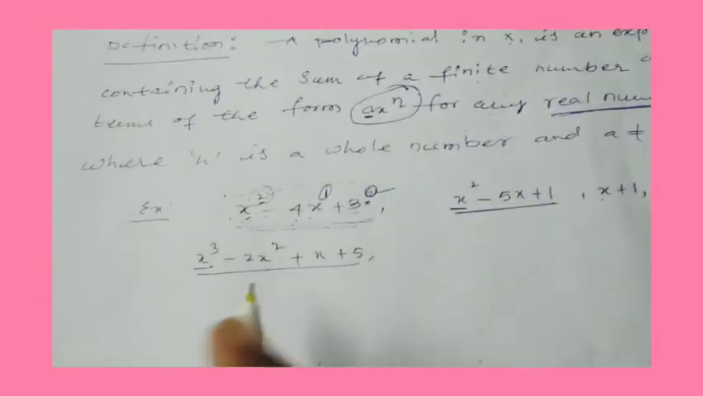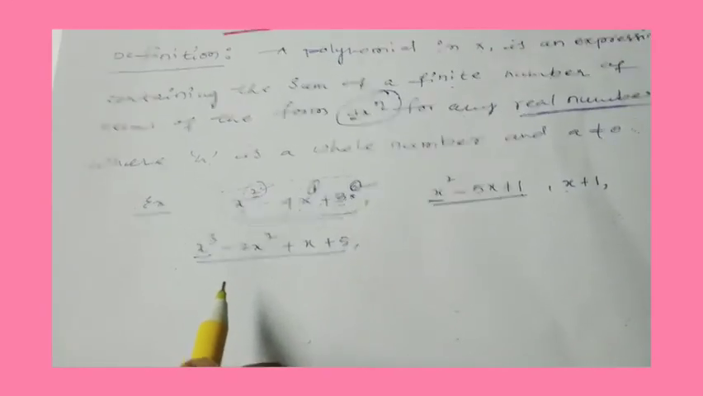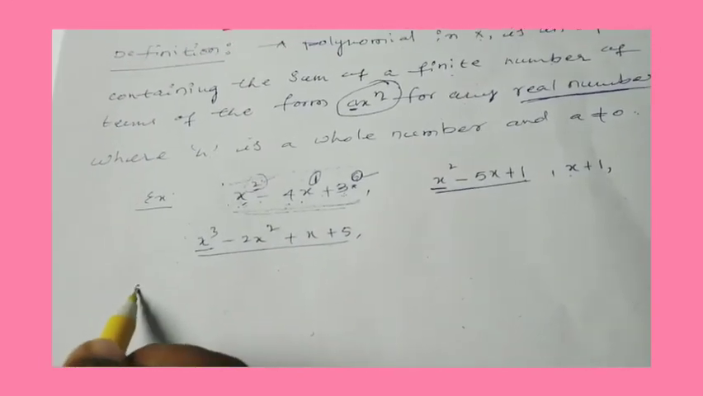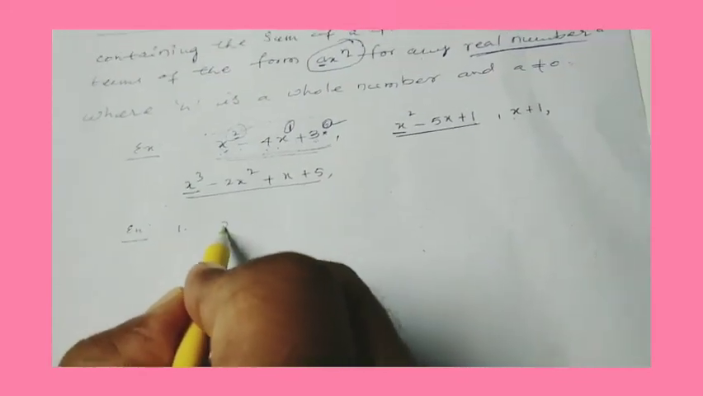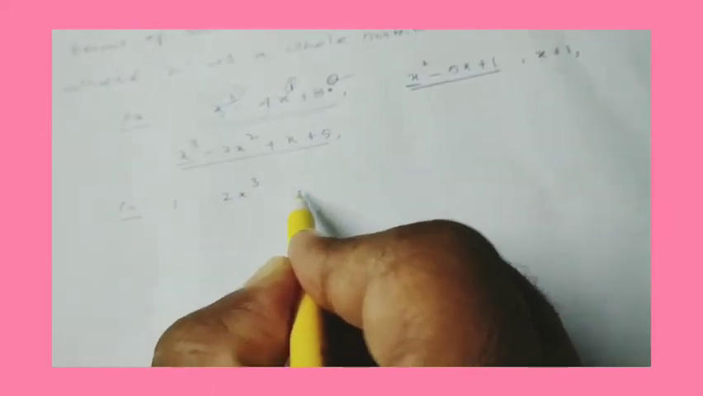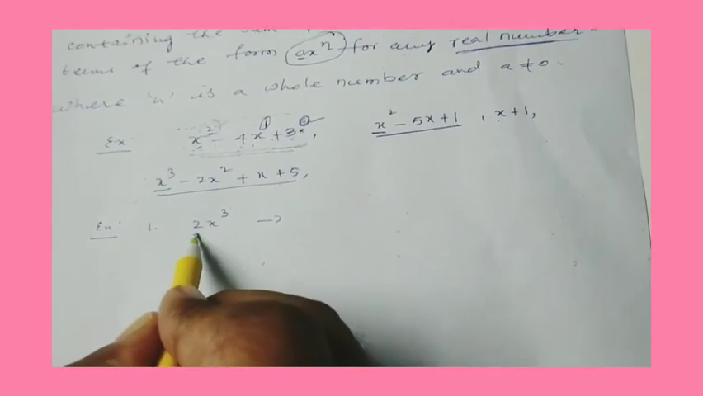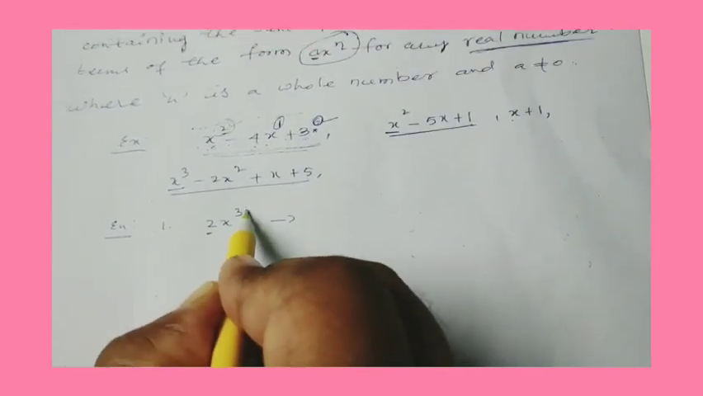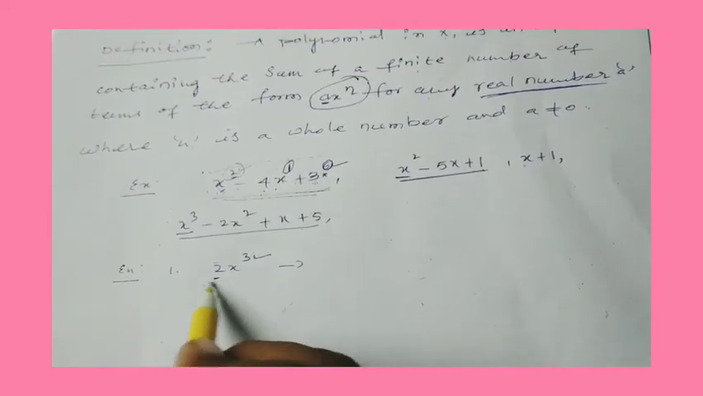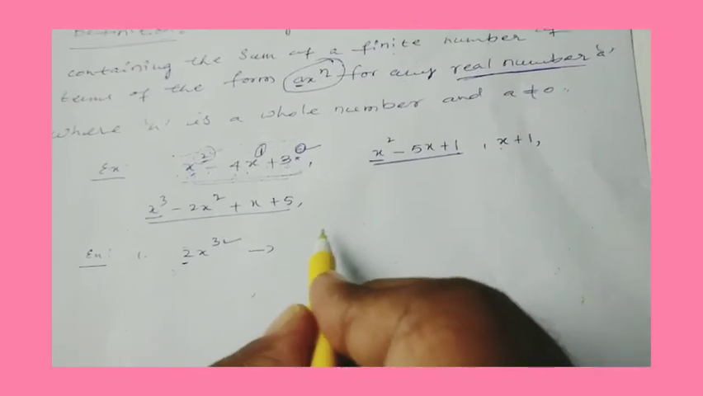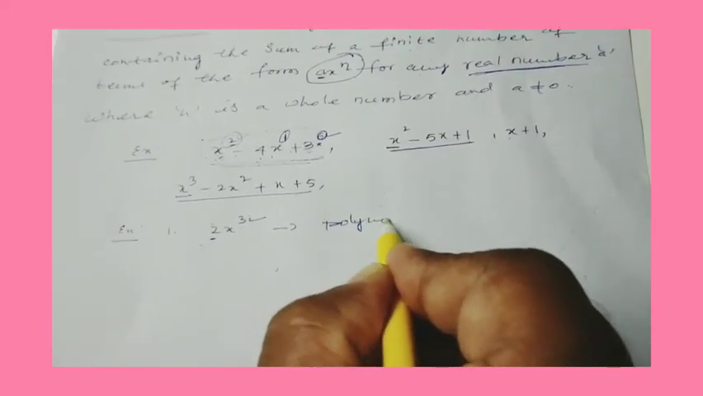Now we are going to see which are polynomials and which are not polynomials. So we are going to take some examples. Okay, I am writing here. First one, 2x cube. Is this a polynomial? Yes. 2 is a real number, n is a whole number, and the coefficient of x cube is not equal to 0. Yes, it is satisfied. It is a polynomial.